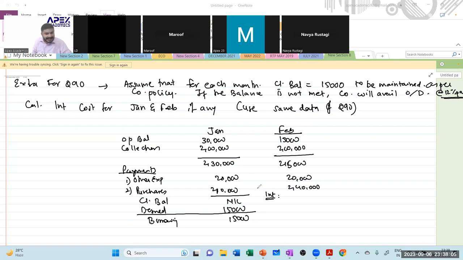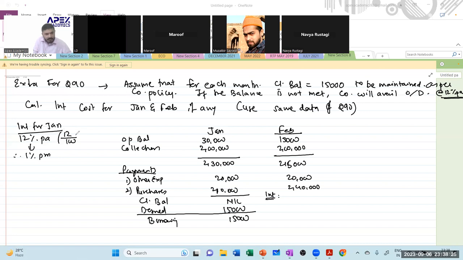Interest for Jan will be 150. Very good. Why will it be 150? It is 12% per annum. It is given per annum, therefore it is 1% per month. 12% per annum on a monthly basis is 1%, right? So on a borrowing of 15,000, 1% is 150.